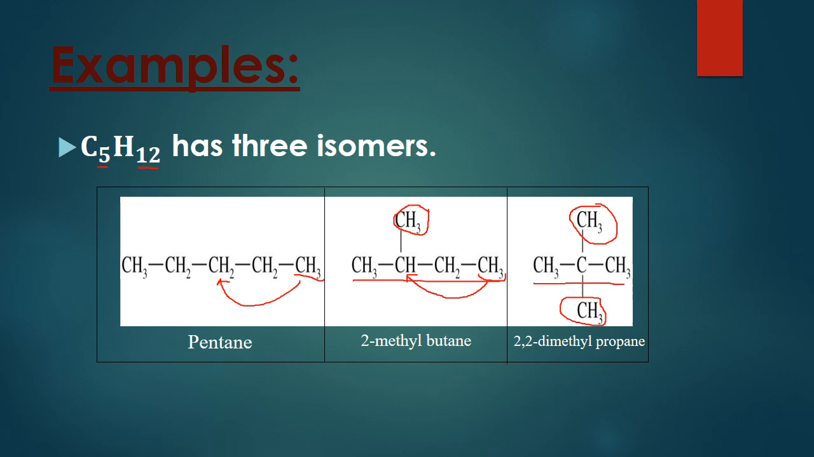The 3 compounds, pentane, 2-methylbutane, and 2,2-dimethylpropane, are called isomers since they have the same molecular formula C5H12 but different structural formulas.